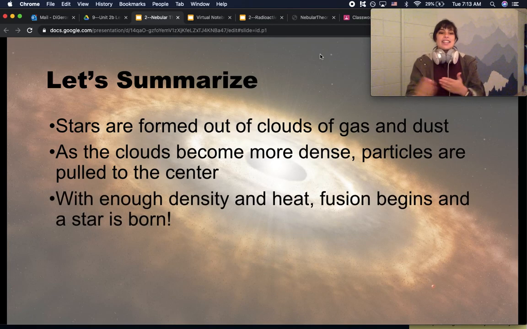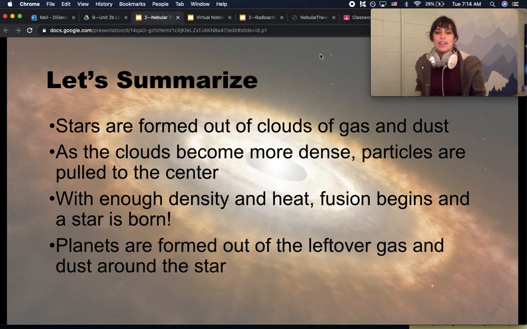With enough density and heat in the center of that spinning protoplanetary disk, fusion began between hydrogen, and a star is born as hydrogen and hydrogen become helium. The planets were formed out of leftover gas on the outer edge of the solar system and leftover dust at the inner part of our solar system.